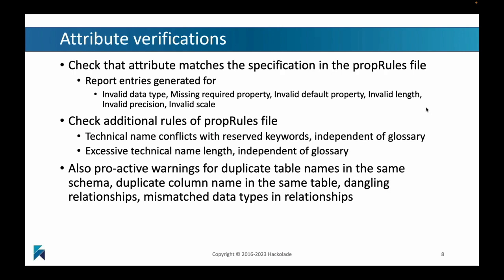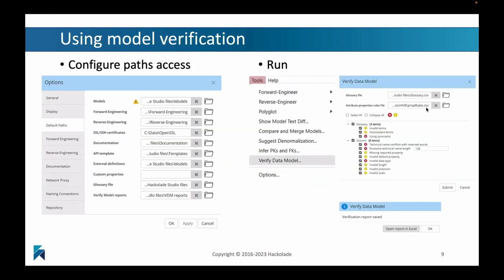For example, if a technical name conflicts with the keywords, or if there's an excessive technical name length, all of these things are checked, right? And we might create proactive warnings for duplicate table names in the same schema, duplicate column names in the same table, dangling relationships, mismatched data types in relationships. All of these types of things are validated.